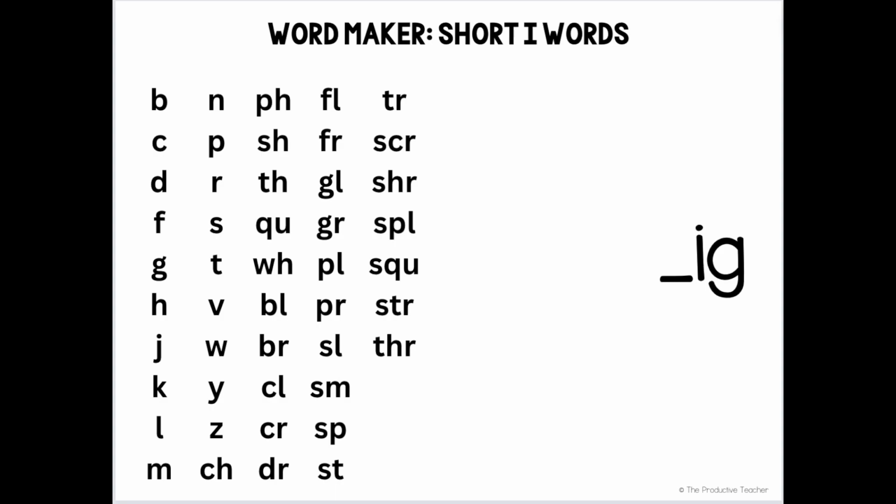Today we're going to play the word maker game with the IG word family. One-syllable words can be made up of an onset, that's the letter or letters that come before the vowel in a one-syllable word, and a rime, that's the vowel and any letters that come after it. All of the words in a word family have the same rime, but they can have different onsets. In the word maker game, we combine onsets and the rime to see if we can make words.